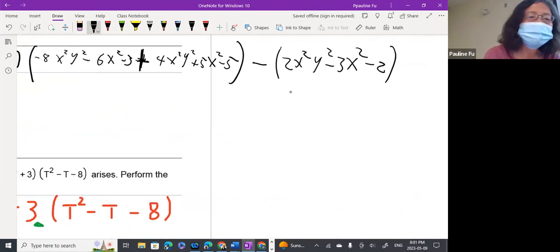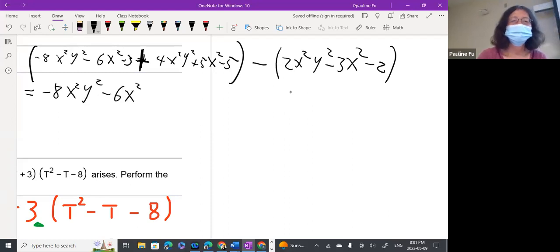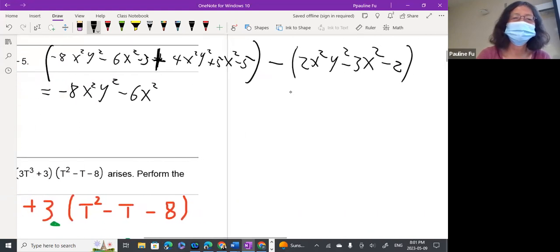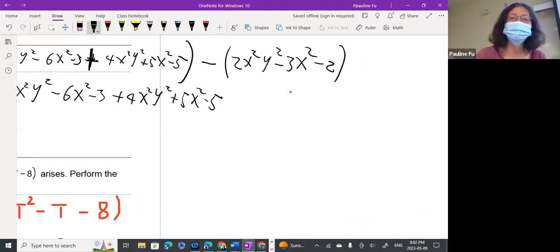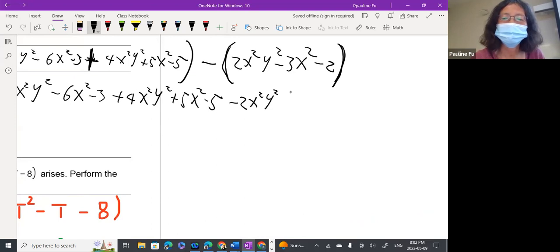Okay, so let's do it. Take away this first bracket, just copy down everything you see. This is -3. Then take away this second bracket. When you take away the bracket, change the sign. Where is 4? Oh, sorry, +2, sorry.